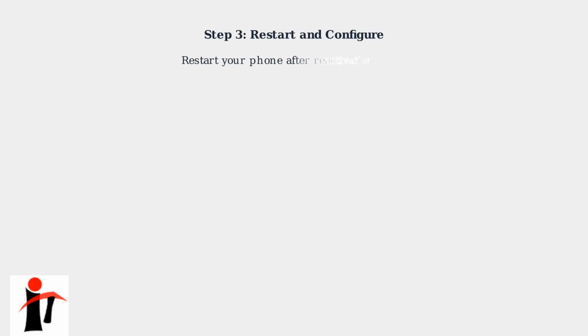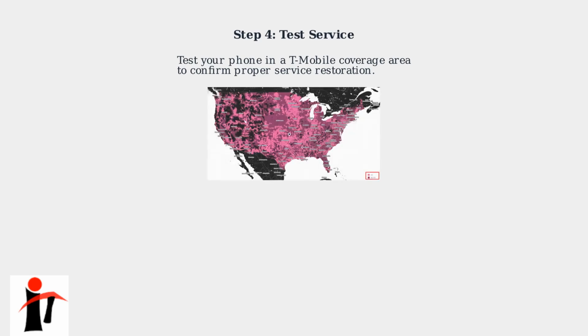After reactivating, restart your phone. Ensure your APN settings are correct, apn.simplemobile.com, to access data services. Finally, test your phone in a T-Mobile coverage area to confirm proper service restoration.